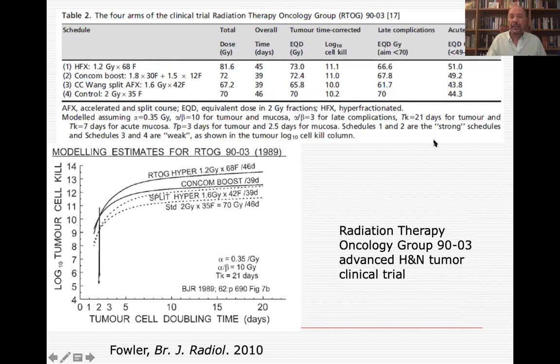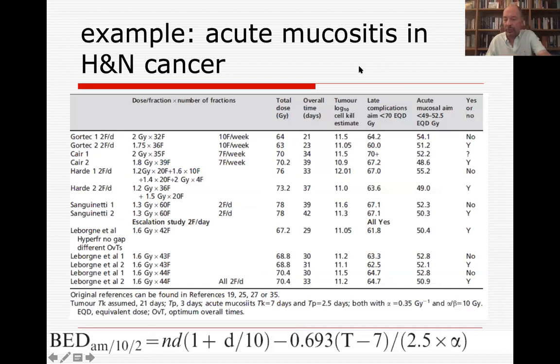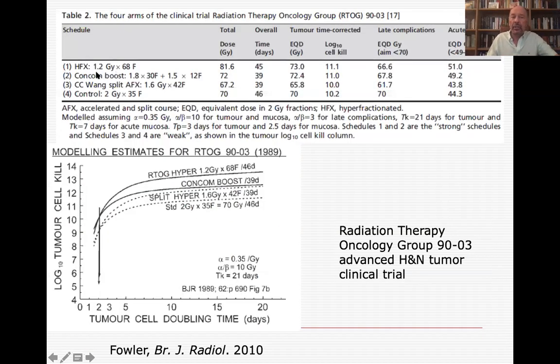And this can be applied in many cases. This is an example. It's a real clinical trial. You see this one. It's a 4 arms clinical trial organized by RTOG. This is for head and neck tumors. You can see the details here. This arm is 1.2 gray times 68 fractions. This one is complicated, 1.8 gray times 30 fractions plus 1.5 gray times 12 fractions. This one is 1.6 gray times 42 fractions. And the control, let's say the classical, will be 2 gray times 35 fractions.